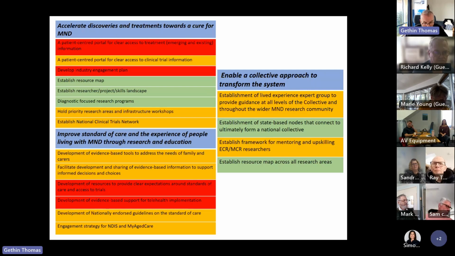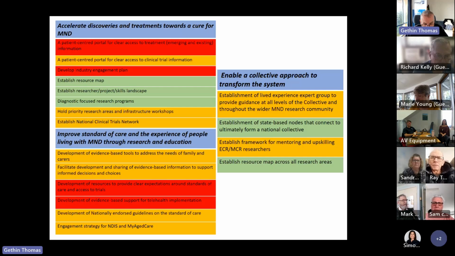We also want to improve the standard of care and the experience of people living with MND through research and education. One way we're doing that is making sure all our care researchers, people involved in healthcare research, are now talking to each other. That's another aspect of the collective as well. We're producing some nationally endorsed guidelines on the standards of care. This is currently being developed at the moment. Better engagement with NDIS and My Aged Care is a role for MND Australia to play.